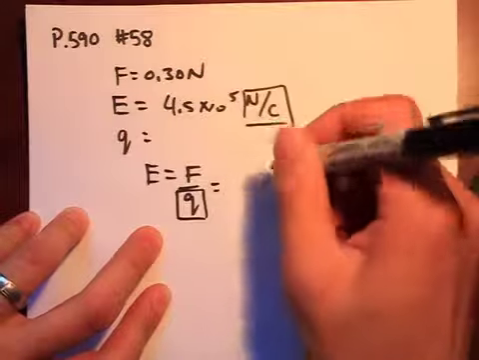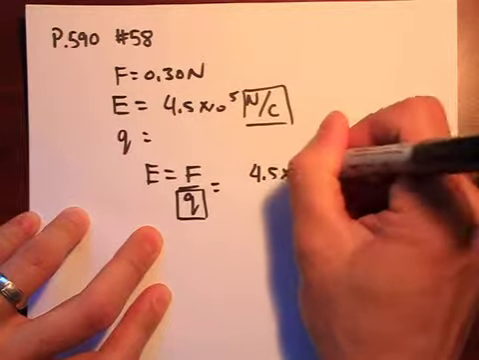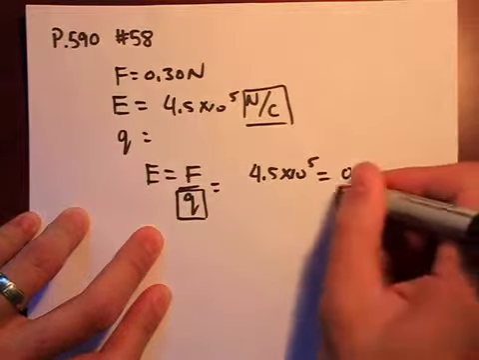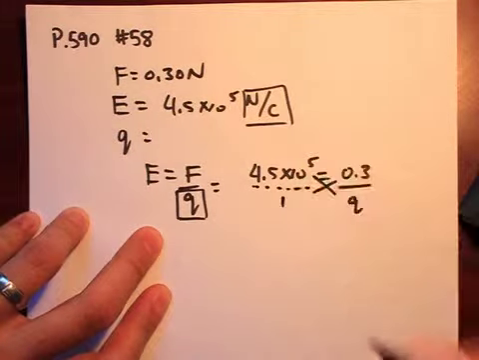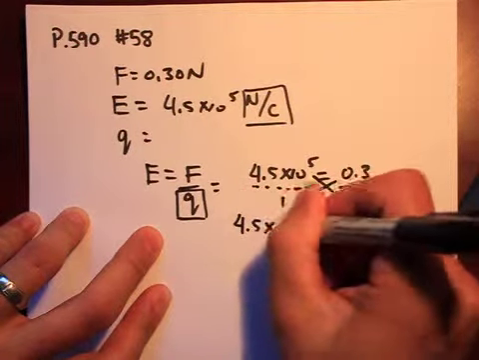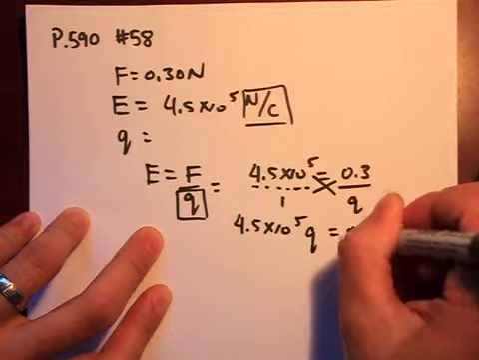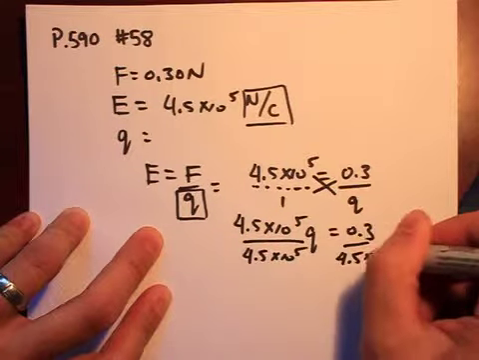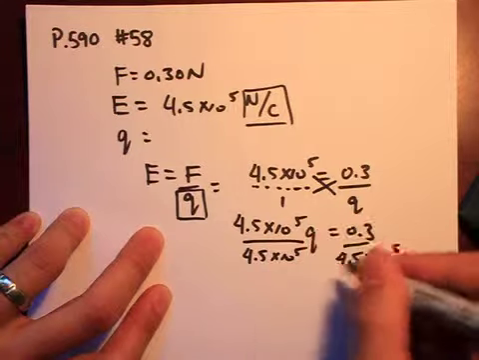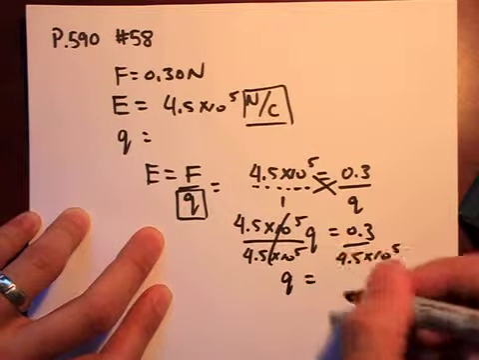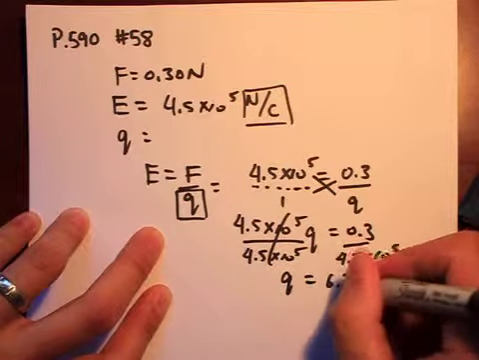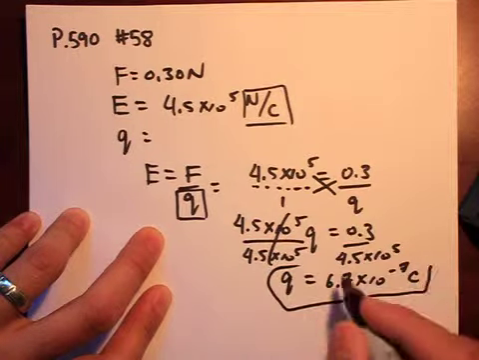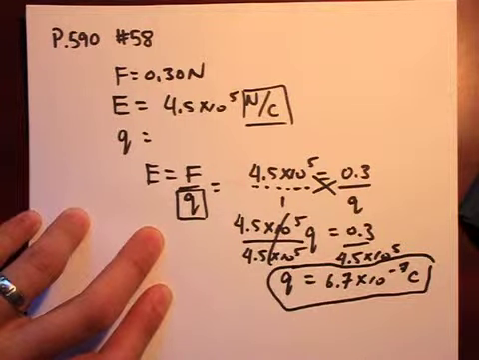So if we were to plug all these numbers in, you would get 4.5 times 10 to the 5 is equal to 0.3 divided by Q. Isolate Q by cross multiplying, so that has an invisible 1. 4.5 times 10 to the 5 Q is equal to 0.3. Divide both sides by this. And then your final answer, if you cancel those out, Q is equal to 6.7 times 10 to the negative 7 coulombs. So that is your answer for 58.